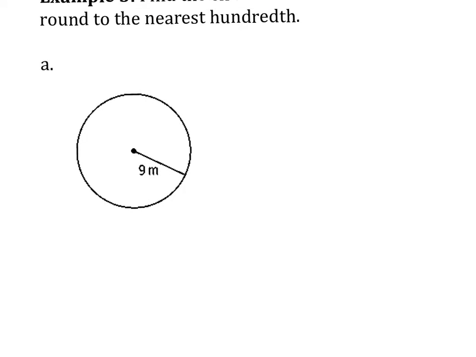So this first one here, we recognize that is a circle. I'm going to start with my formula. Why did I use 2 pi r instead of d? Because they gave me r right there. So let me go ahead and substitute in the 9 there. So c equals 2 times pi times 9.